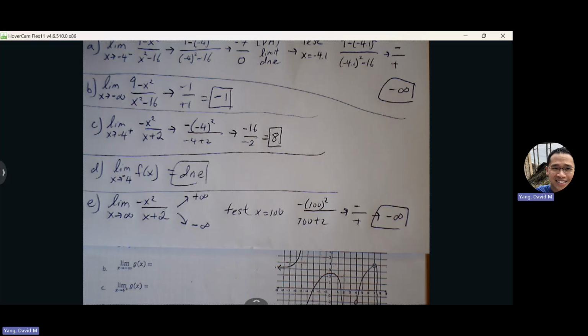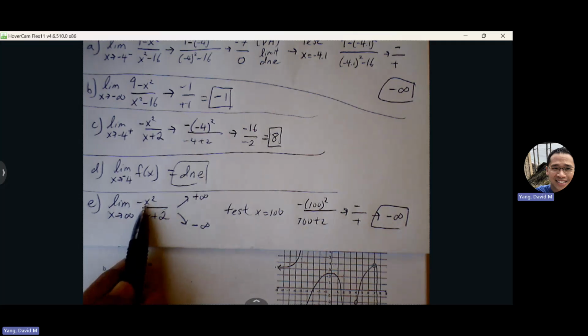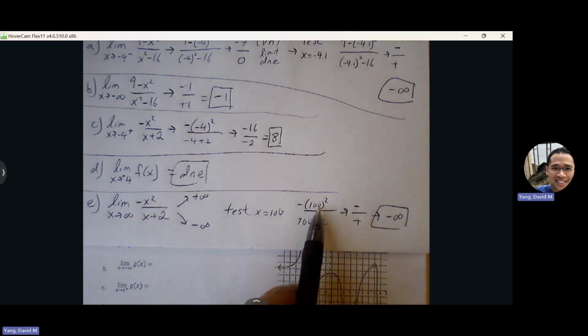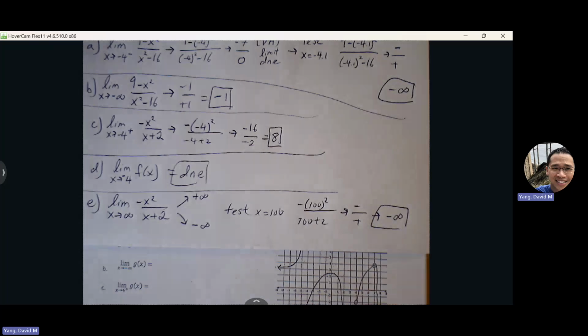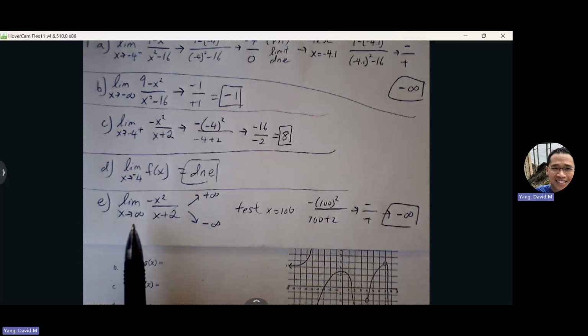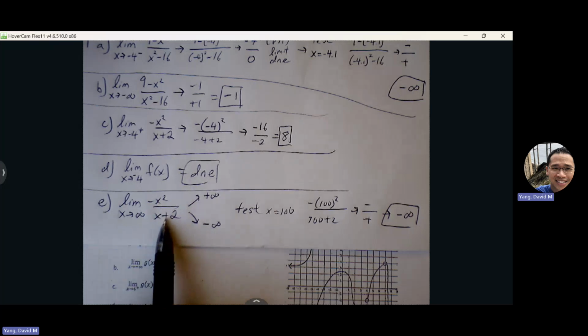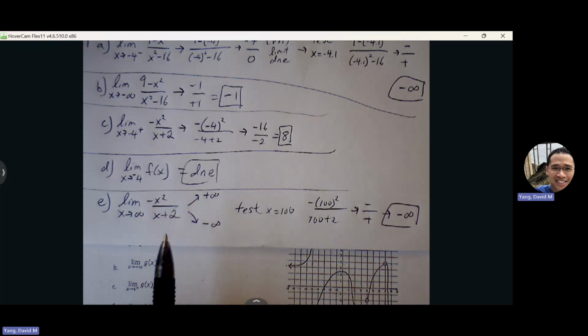Would you plug in negative 100 if it was going to the left? Yeah. If it was negative infinity and the degree is higher up top, then I would plug in negative 100 and let that guide my answer. But you only do that if you first compare degrees and realize the top is higher.